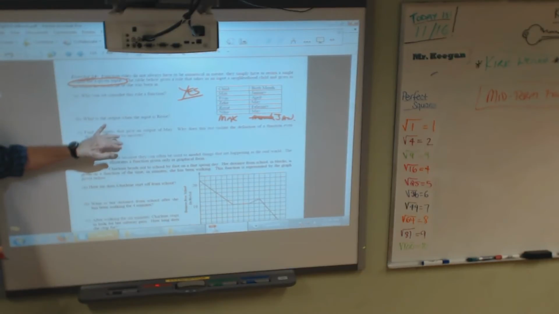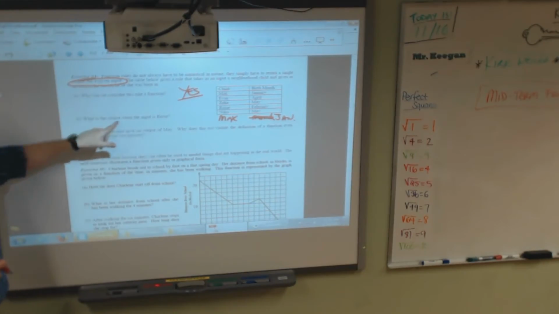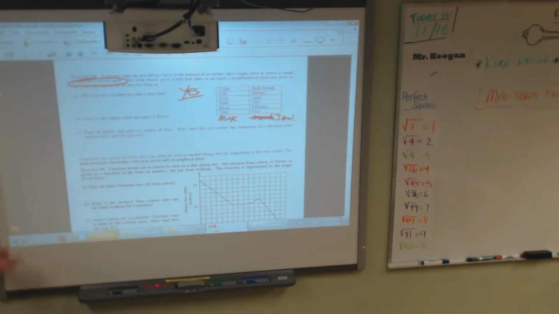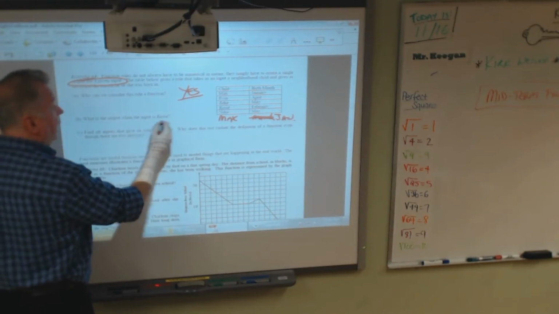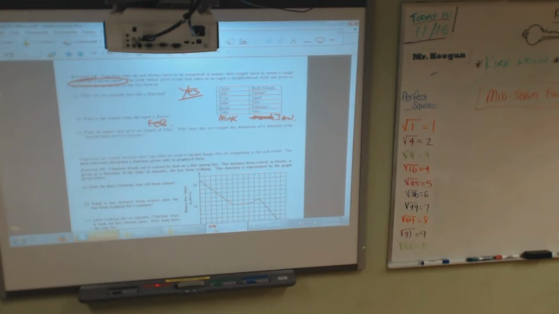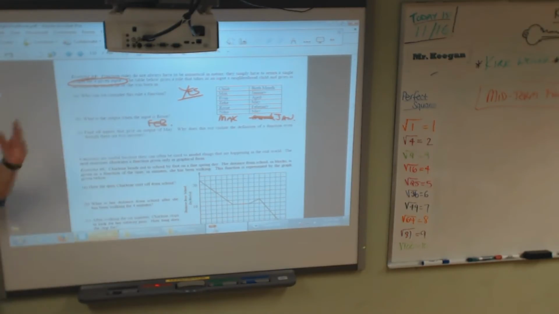All right, next question says, what's the output when the input is Rosie? How would you translate this to English? What are they really asking you here? What's the output when the input is Rosie? February. Well, that is the answer, right? The output is February. But what does it mean in English in this example? What does February represent in terms of Rosie? Her birth month, right?